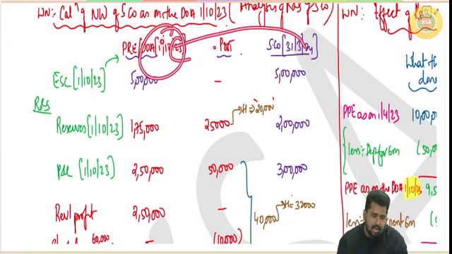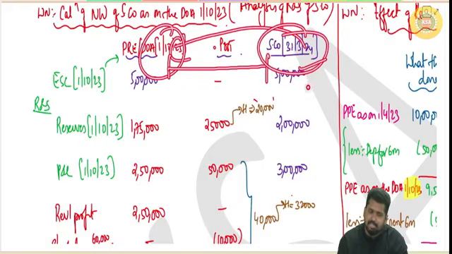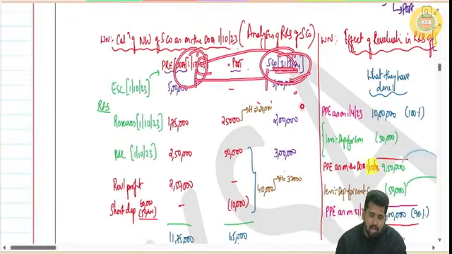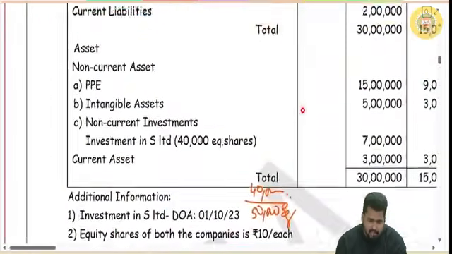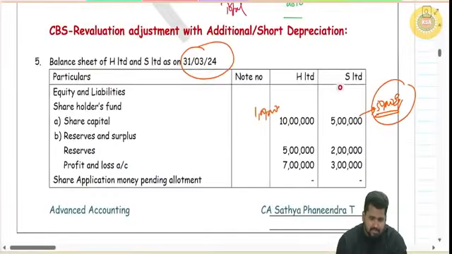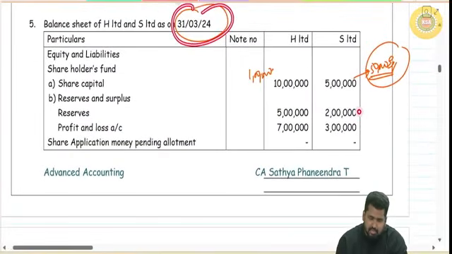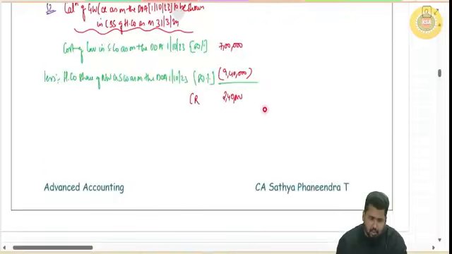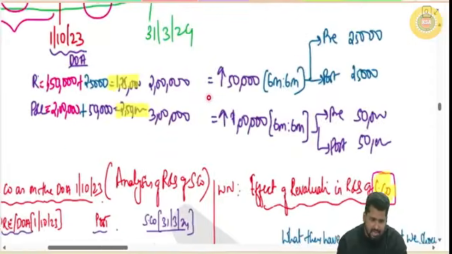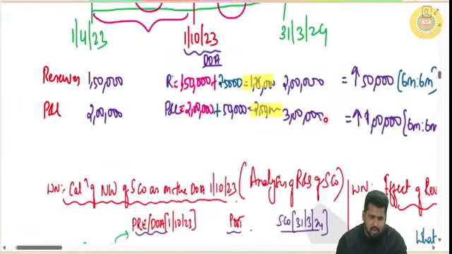Correct? We acquired on this date. After our acquisition 6 months passed. After 6 months these are the values. Clear? Point number 1. As per the balance sheet given in the question, what is the balance sheet date? 31st March. On the 31st March 2024, what is the closing reserves and P&L value? Closing reserves and P&L value is how much? Okay. How much? 3 lakhs.